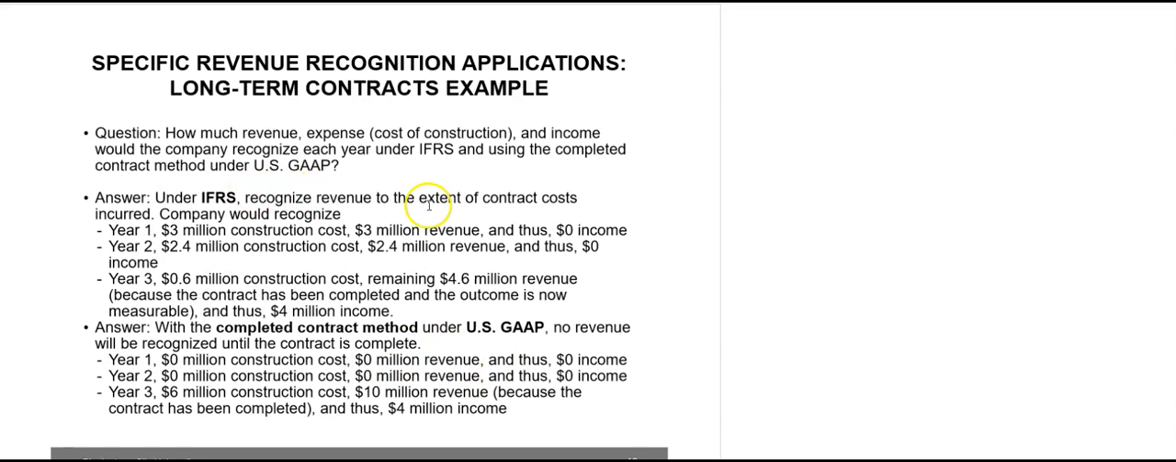Using IFRS, we will recognize revenue equal to the annual cost in the first 2 years, and in the final year, the revenue will exceed the total cost because we will be recognizing income then. So in year 1, the total revenue will be equal to the exact cost, that is 3 million. So profit will be equal to 0. In year 2, the net income will be again 0 as we will be reporting revenue equal to 2.4 million, which will be exactly equal to the total cost for that year.